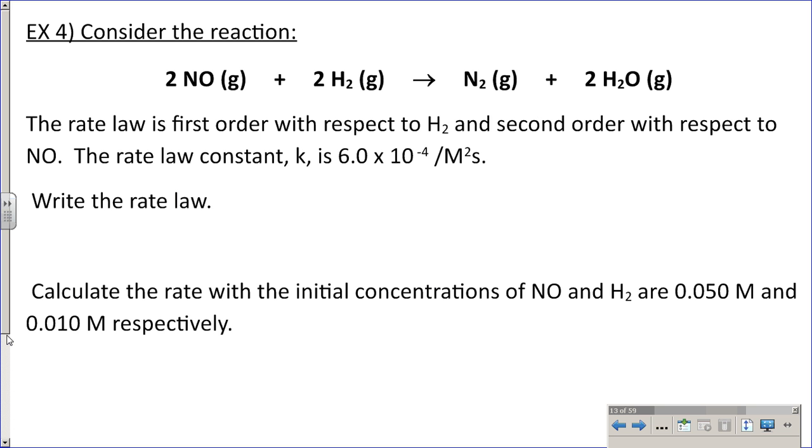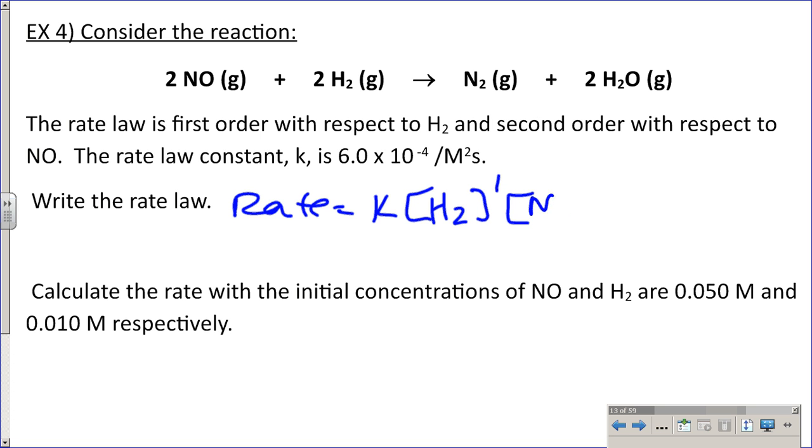All right, so this one's a little different. We're going to write the rate law from the information given, which is super easy. The reaction is first order with respect to H2 and second order with respect to NO. Write the rate law. Please go ahead and write this. Rate equals what? K times H2 to the 1, and NO to the 2. Okay, that should be no problem.